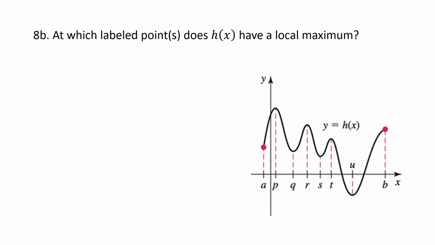Local maximum, on the other hand, is not the biggest y value that we ever see, but the y values that are bigger than any other nearby y values. So in this case, that's going to be at p, at r, and at t, and remember, not b. Endpoints, for technical reasons, don't count as local maximum values. So just p, r, and t here.